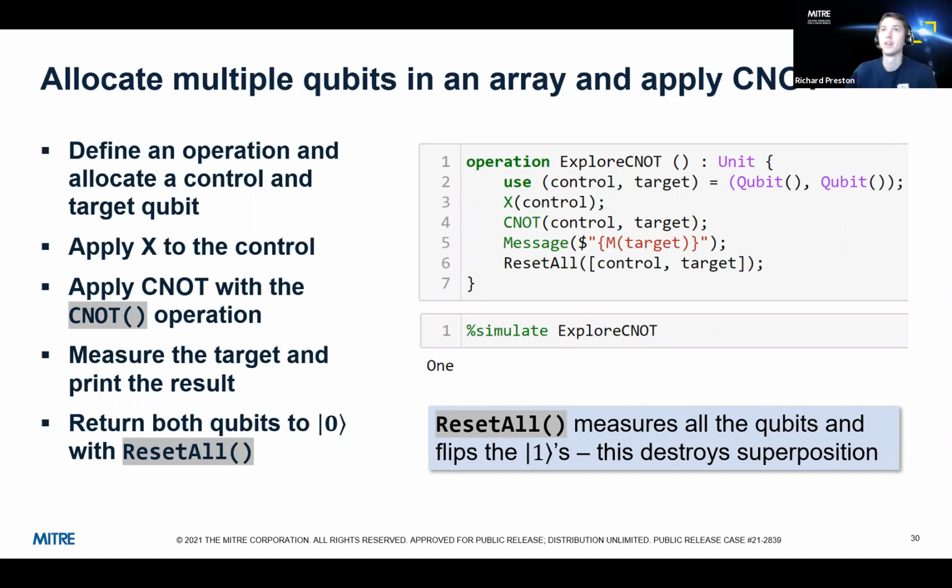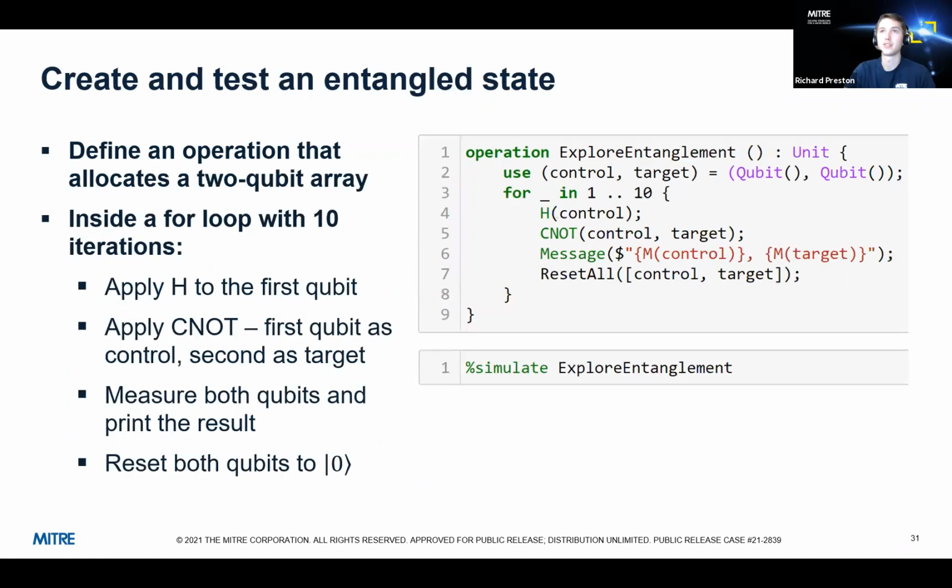Okay. So this one is a little bit trickier. So now we're going to set up an entangled state. So that last one was no entanglement, right? We were literally just flipping between 1 and 0. But now we are going to set up that circuit that I showed a little bit ago, where we're going to create an entangled state.